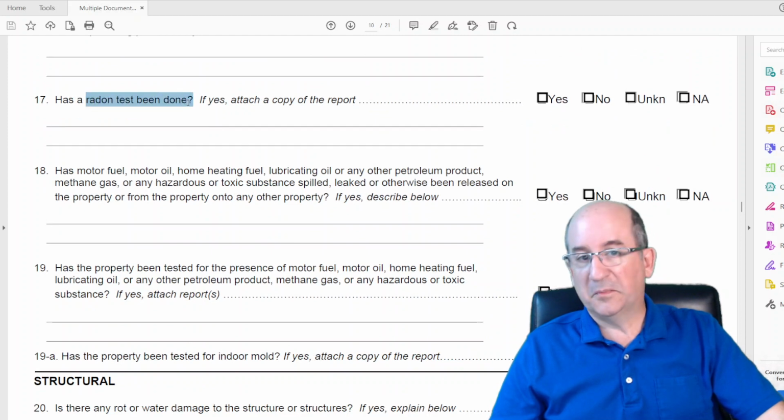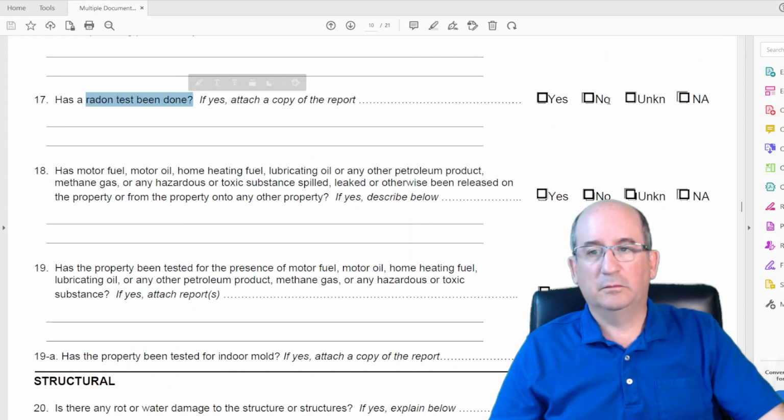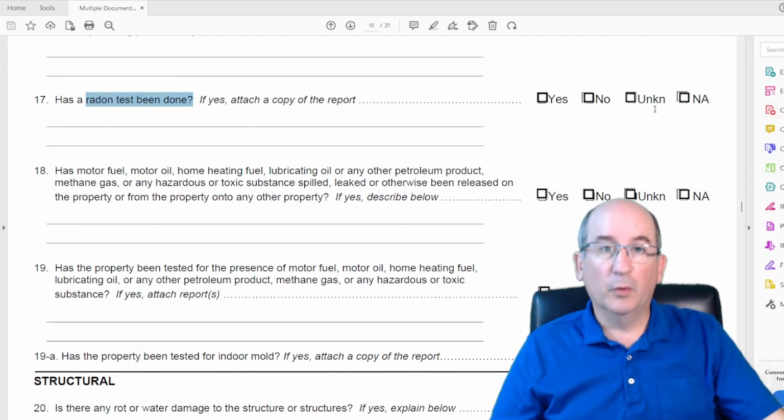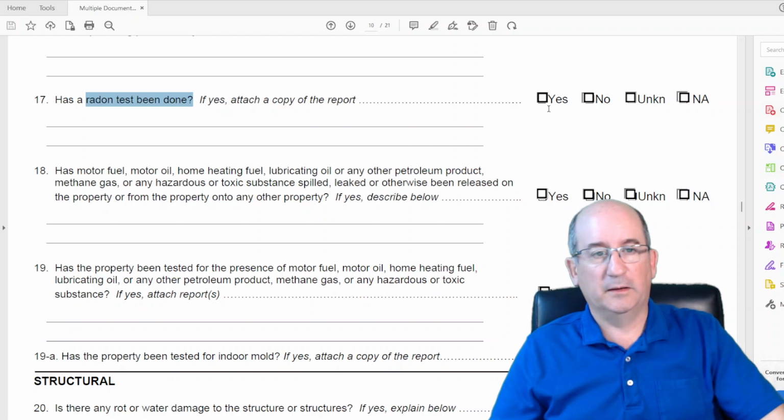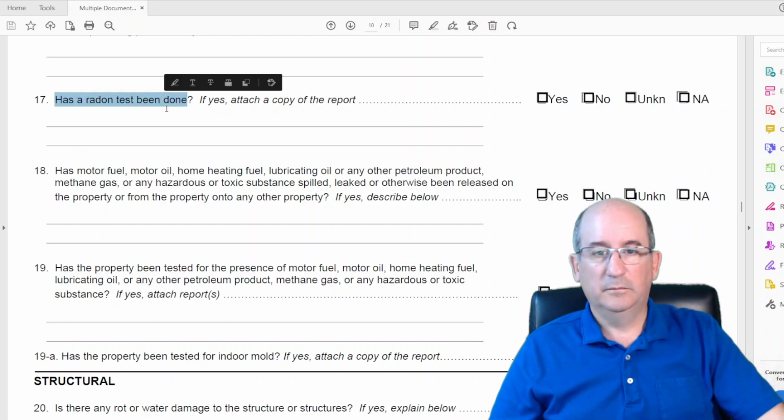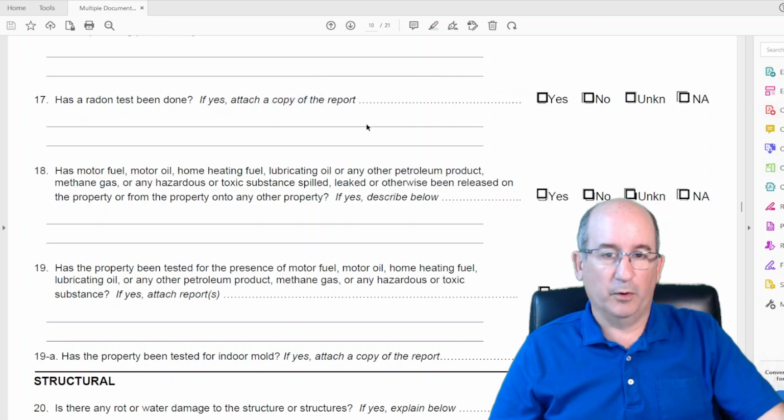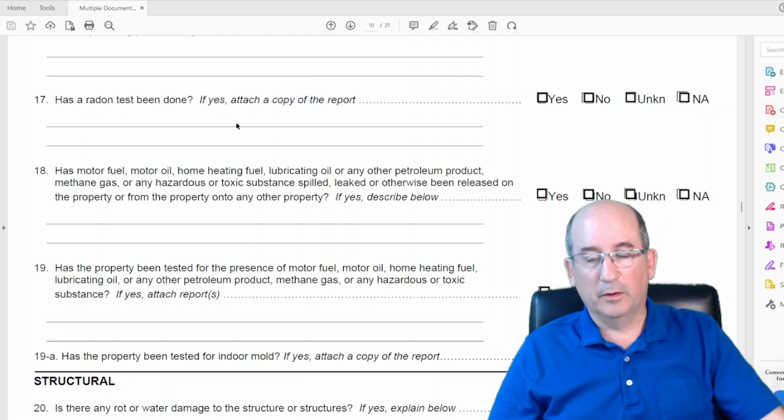Has a radon test ever been done? I'm just picking random ones. Unknown. Well, have you ever done a radon test? No. Did you get radon test results when you bought the house? No. Then put no, it's never been done. Because if you hit yes, then you got to attach a copy of the report. So if you don't have a copy of the report, then presume that one wasn't done.